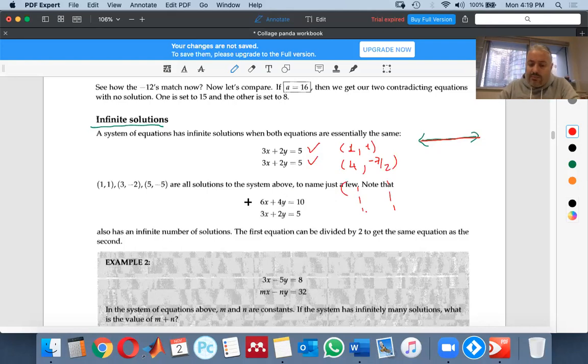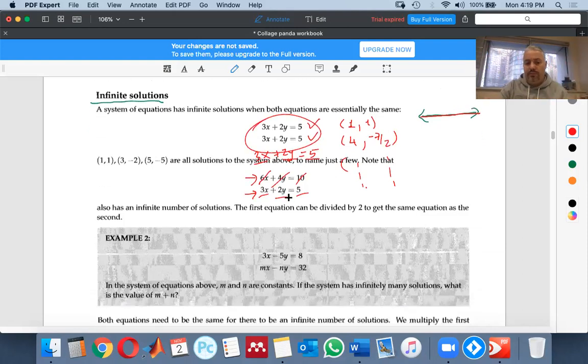But this is one case. What about this case? 6x plus 4y is 10, and 3x plus 2y is 5. This is almost the same actually. Why the same? If we divide by 2, 6x will be 3x, 4y will be 2y, and 10 divided by 2 will be 5. You see 3x, 2y, 5 and 3x, 2y, 5. So it's the same thing. Okay? If everything is the same, that means there are infinitely many solutions.